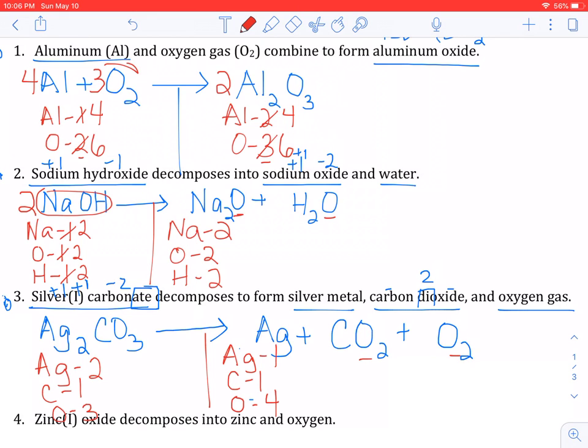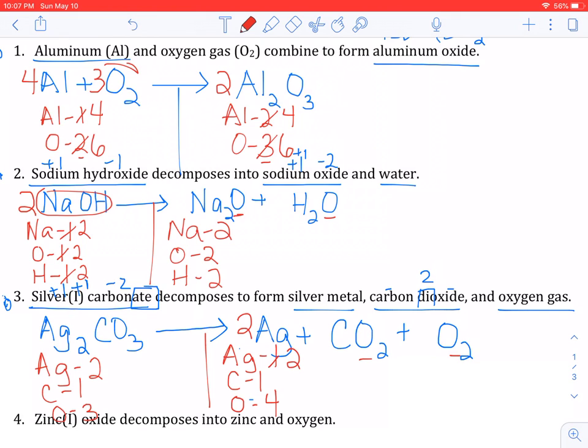Okay, so we might start with the Ags. I have 2 Ags on the left. If I need 2 Ags on the right, that works. It didn't do much else for the C's and the O's. My C's are already balanced, so now I don't have any other choice but to try to balance the oxygens. So it may take a little bit of trial and error. Sometimes after you do a lot of them, you'll start to see patterns right away, but that takes a while to get familiar with those types of patterns.